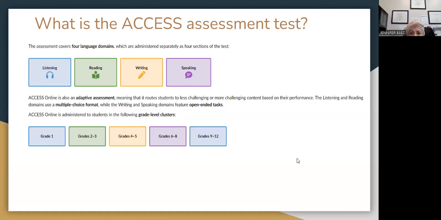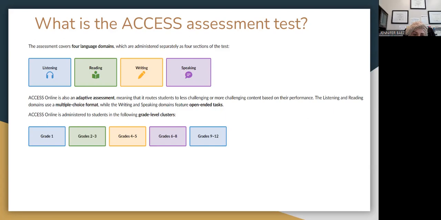What is the ACCESS Assessment Test? Well, the ACCESS Assessment Test is a test that checks and monitors our students' English proficiency, how they're growing in the English language from year to year in the areas of listening, reading, writing, and speaking. This test is an adaptive assessment, much like the iReady, meaning that it becomes more challenging or less challenging depending on how the student does. Listening and reading are multiple choice, while writing and speaking are very open-ended tasks.